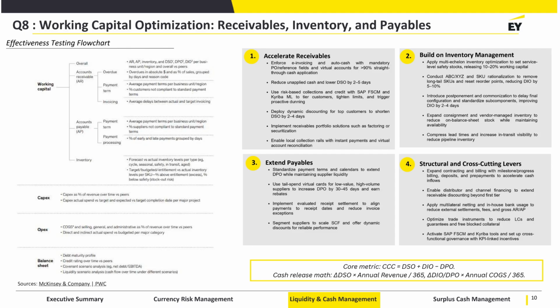And lastly, we talk about structural and cost-cutting levers. This takes into account milestone billing, channel financing, multilateral netting, and various optimized trade instruments to reduce the letters of credit and free collateral that is blocked.